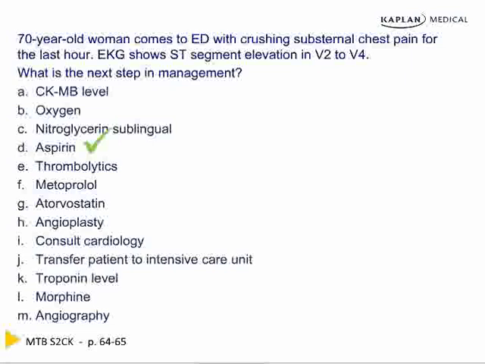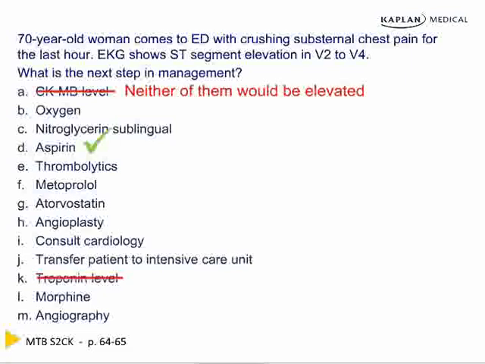The most common wrong answer is oxygen. Oxygen is essentially worthless if you're not hypoxic. If you're not hypoxic, oxygen in acute coronary syndrome does zero for you. Nothing. The other thing is with 1 hour of pain, CKMB will not be up because CKMB doesn't go up for 4 to 6 hours. So you should do it, but it doesn't make any difference.